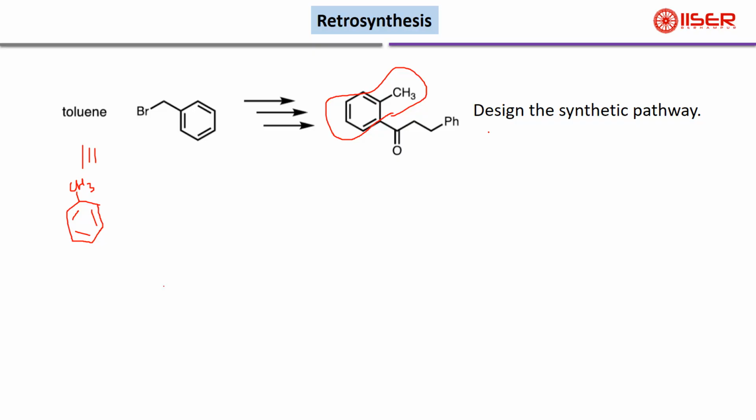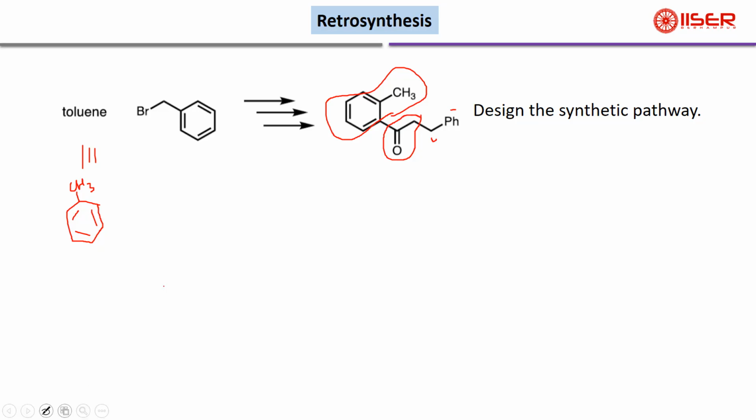Now the benzyl bromide group, there is a benzene ring here. One carbon, if you consider this, there are two carbons that have been extended. So we have to incorporate this group at the ortho position of the toluene. How is this possible?